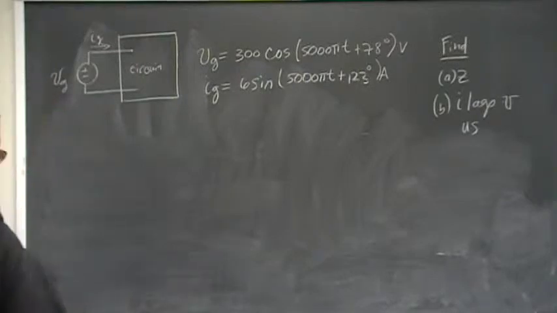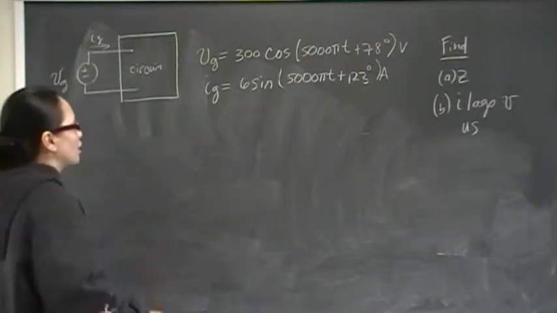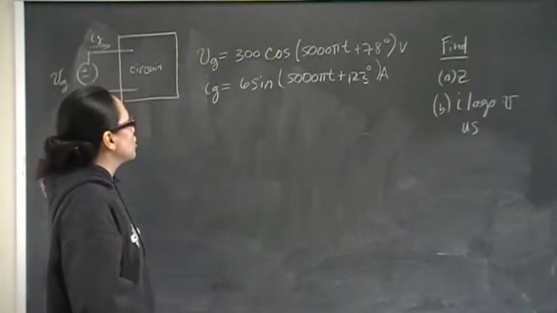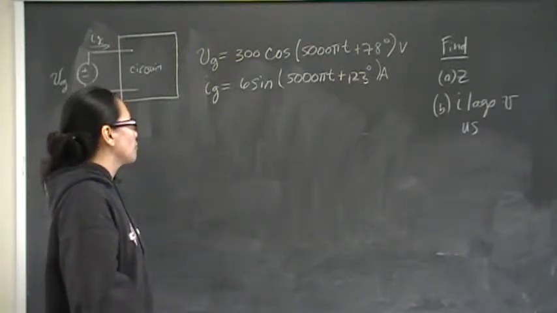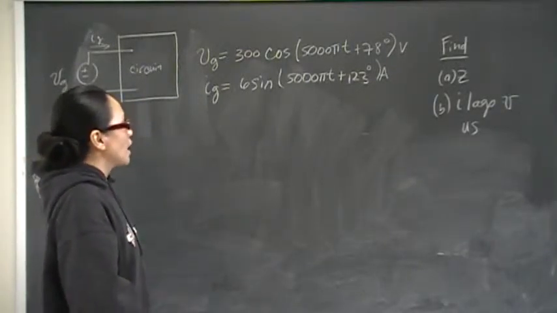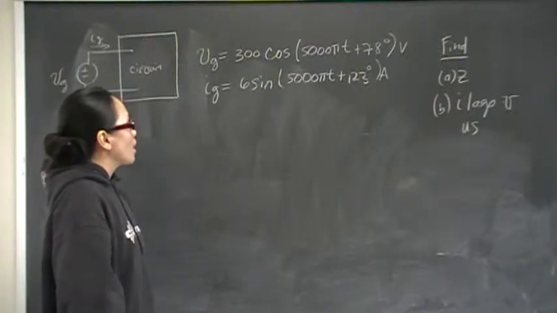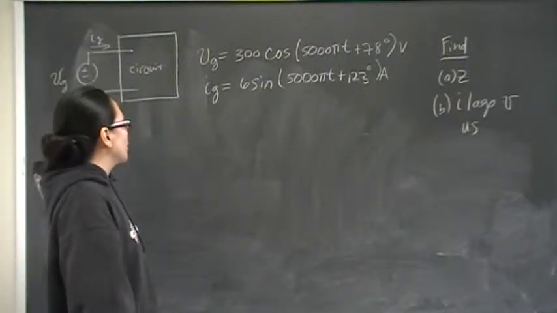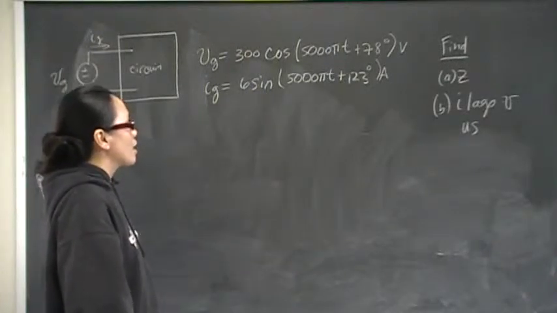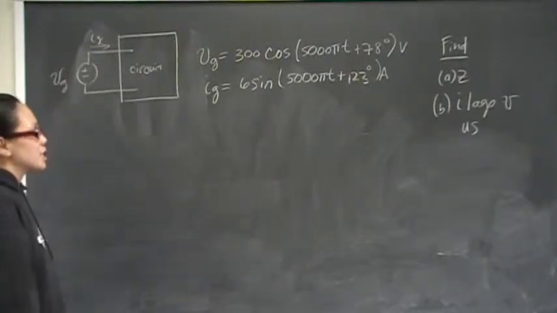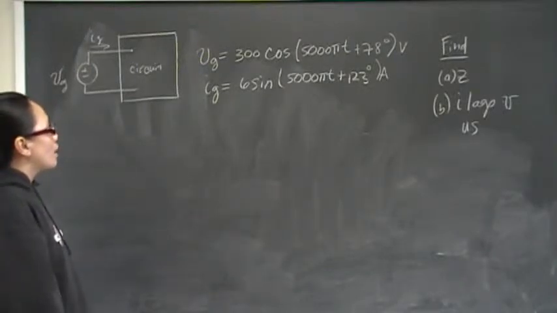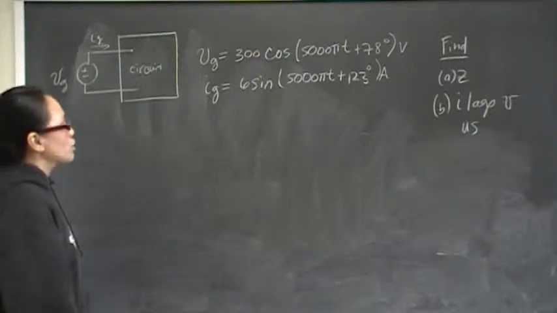So, the first thing we have to do is notice that current is expressed in terms of sine, and voltage is expressed in terms of cosine. We can't compare cosines to sines. We have to give them a common ground. We can either convert voltage into sine or current into cosine, and the convention that the book has adopted is to work with cosine. So we're going to convert current into cosine.